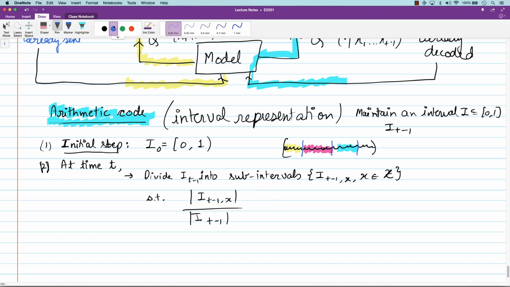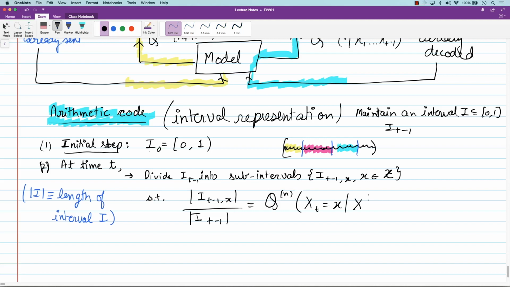I'll write it on the side. This is defined as the length of interval I. Right. So what we want is that this length is exactly equal to Qn of your t-th symbol being equal to x, given that the past symbols are whatever you have seen till the past point. Okay, these are your different subintervals.